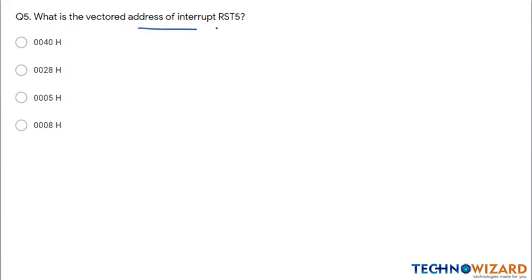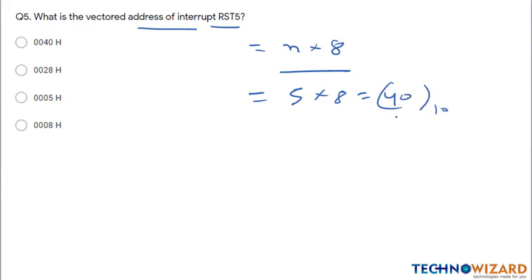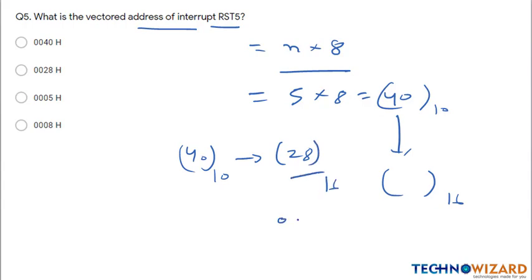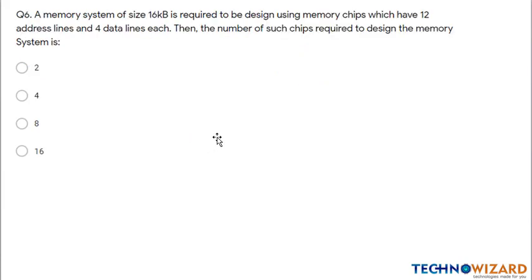What is the vector address of RST 5? To find the vector address, the formula is n into 8. Here n is 5, so 5 into 8 is equal to 40. 40 is the decimal equivalent; we have to find it in hexadecimal. Changing 40 to hexadecimal, we get 28H. Therefore the answer will be 0028H. Option B is the correct answer.